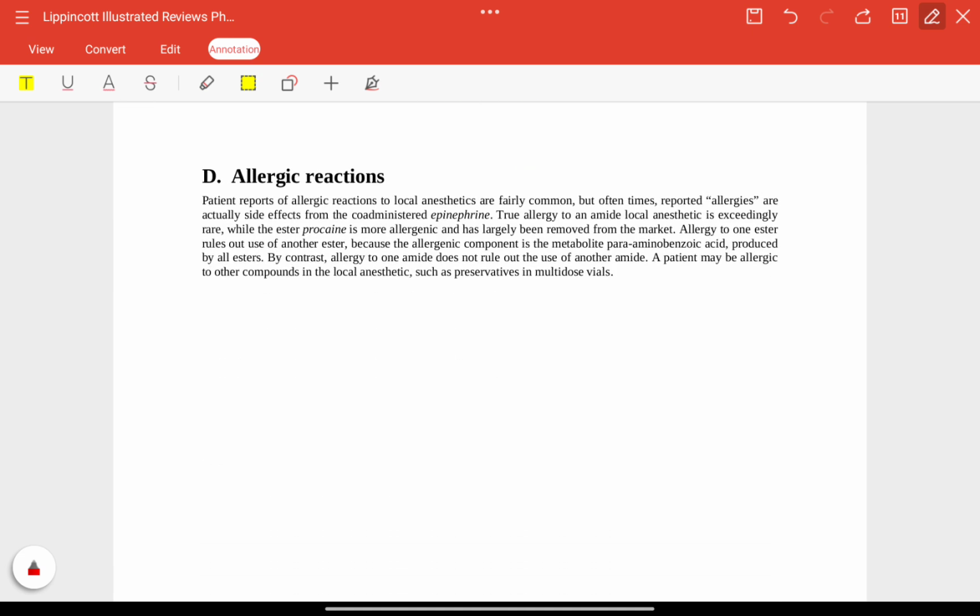Allergic reaction. Patients report allergic reactions, and the common side effects are actually due to the co-administration of epinephrine. Allergy to one ester rules out the use of another ester because the allergic component is the metabolite para-aminobenzoic acid, which is produced by all esters.